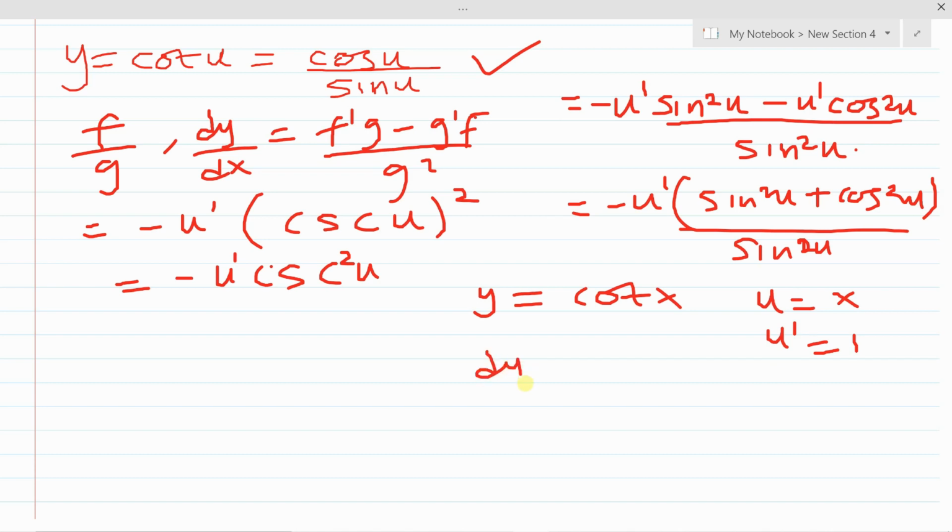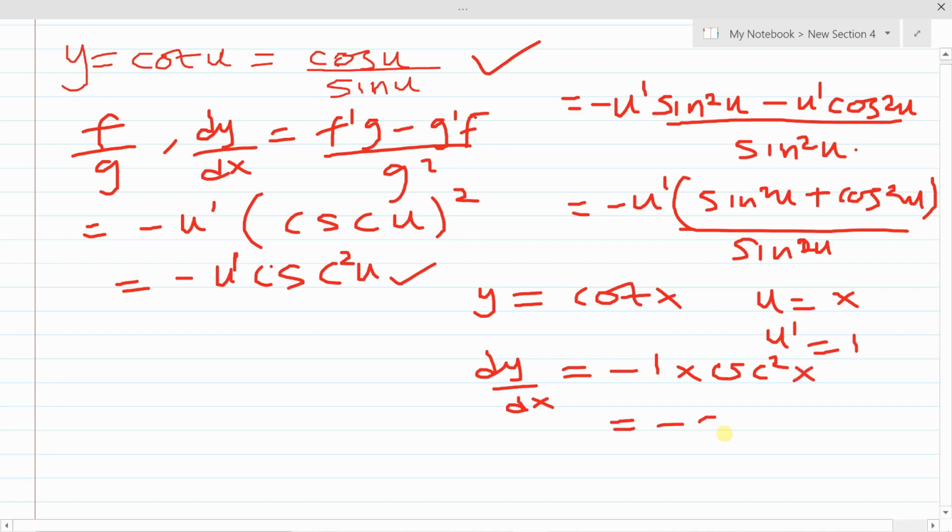Then dy/dx is actually equal to negative, there is a negative here, times u prime, mimicking the formula. u prime is 1, then times cosec squared of u, which is x. So everything becomes negative cosec squared x. What if I have y is equal to, let's say, cotangent of 2x squared? Then u is 2x squared.